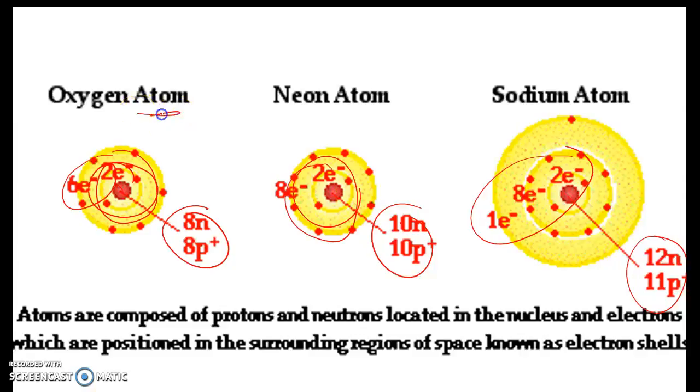One thing to keep in mind in an atom, protons and electron total numbers are always the same: 8 and 8 in oxygen, 10 and 10 in neon, 11 and 11 in sodium.